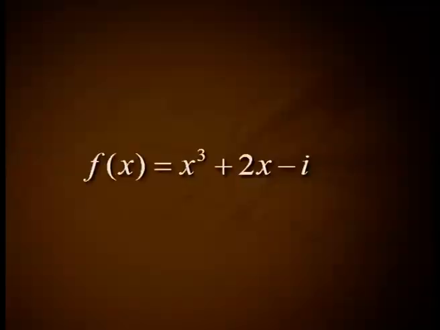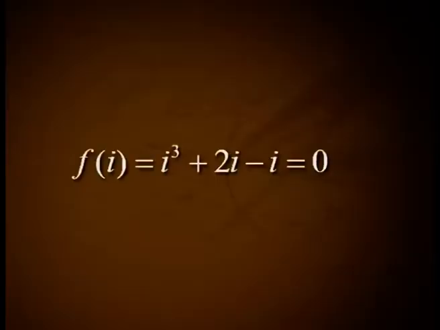Example 2: f of x equal to x cube plus 2x minus i is a polynomial of degree 3 with complex coefficients. i is a zero of the polynomial since f of i equal to i cube plus 2i minus i equal to 0. We now state an important result. Its proof is beyond the range of the present discussion. Theorem 1: fundamental theorem of algebra. Every polynomial function of degree greater than or equal to 1 has at least one zero.